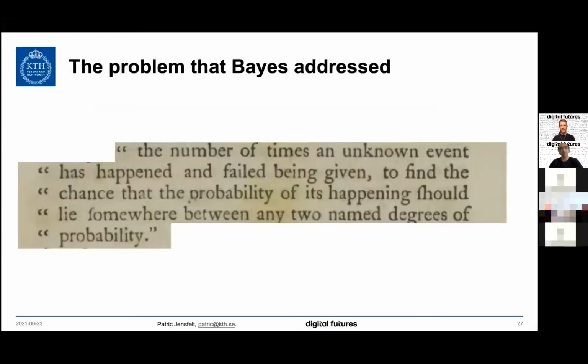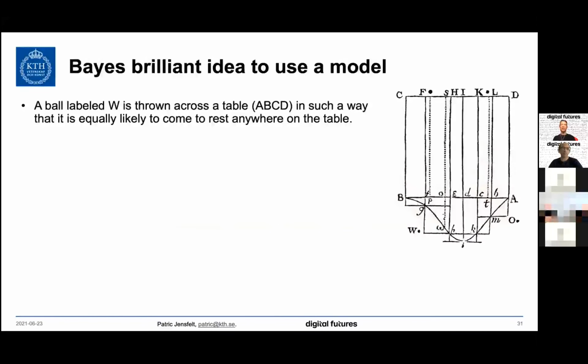So the problem that Bayes addressed in his work was trying to figure out, given the number of times an unknown event has happened and failed, the chance that the probability of it happening should lie somewhere between any two named degrees of probability, which sounds quite messy. Let's look at the thought experiment he used. One of his brilliant ideas here was to design a thought experiment which would allow him to reason about this. So he imagined a table, and you would throw a ball onto this table, but you wouldn't be able to observe where it is, and it would land on the table with equal probability.